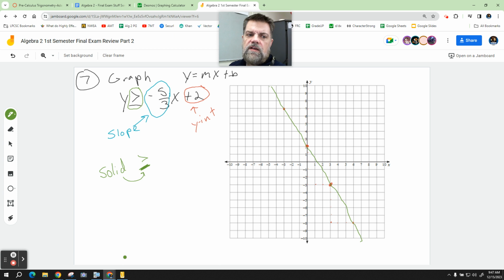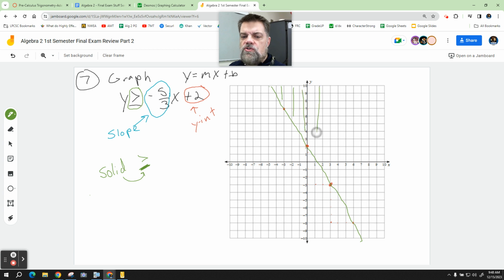Okay. Now the next decision I have to make is the shading part. What symbol is that? Do you guys know? Can you just say what it is? It's greater than. So y is greater than this. So when you think of y values being greater than the line, do you shade above or below? Above.